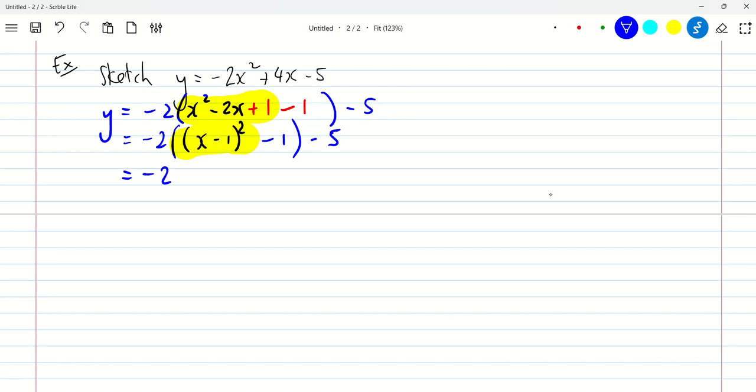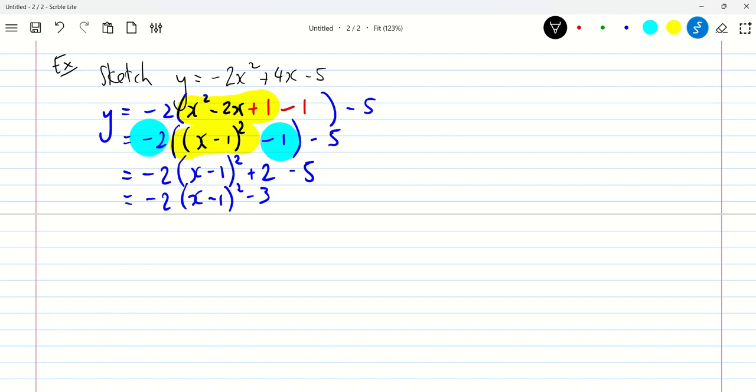And so that's -2. Now I'm going to expand. I'm going to times this -2 by everything. So that's -1 squared, so I times that, and then I also times that -2 by that -1 to expand. What I'm doing is I'm expanding everything out here. So that -2 times that -1 is +2, and I've still got my -5 out there. Just to finish it off, it is equal to -2 times (x minus 1) squared, 2 minus 5 is -3. And so that is now in turning point form.